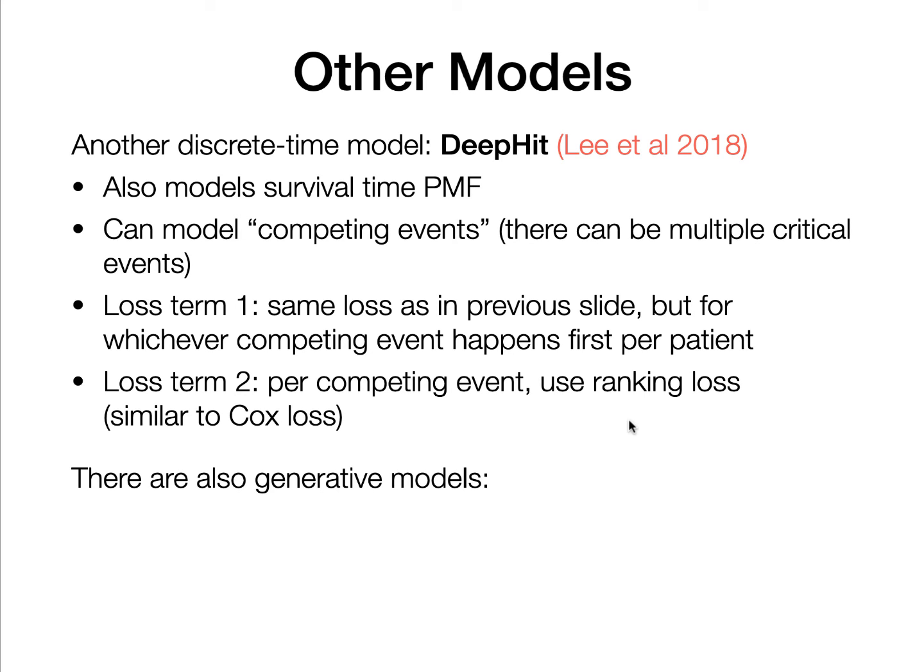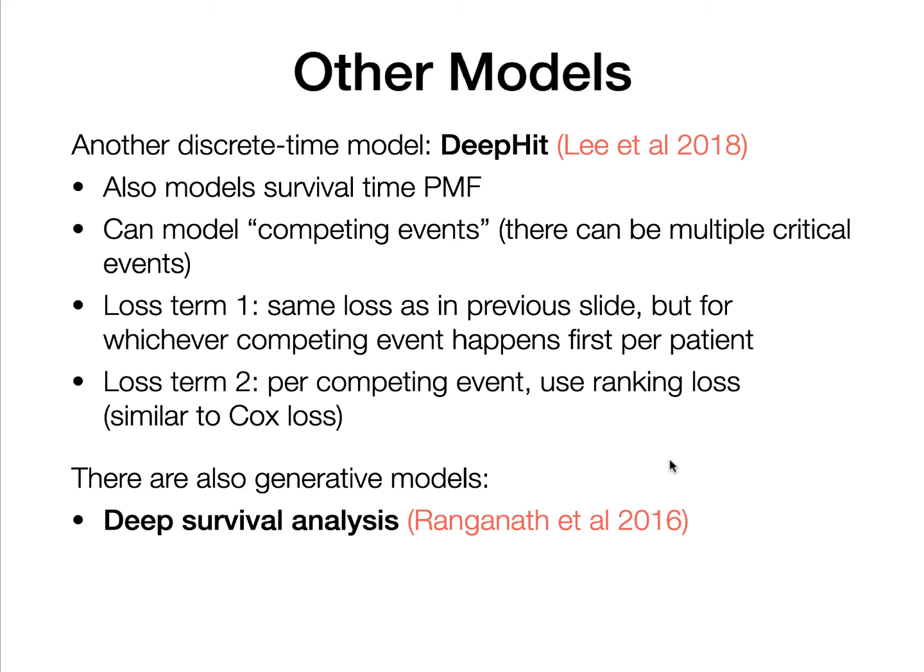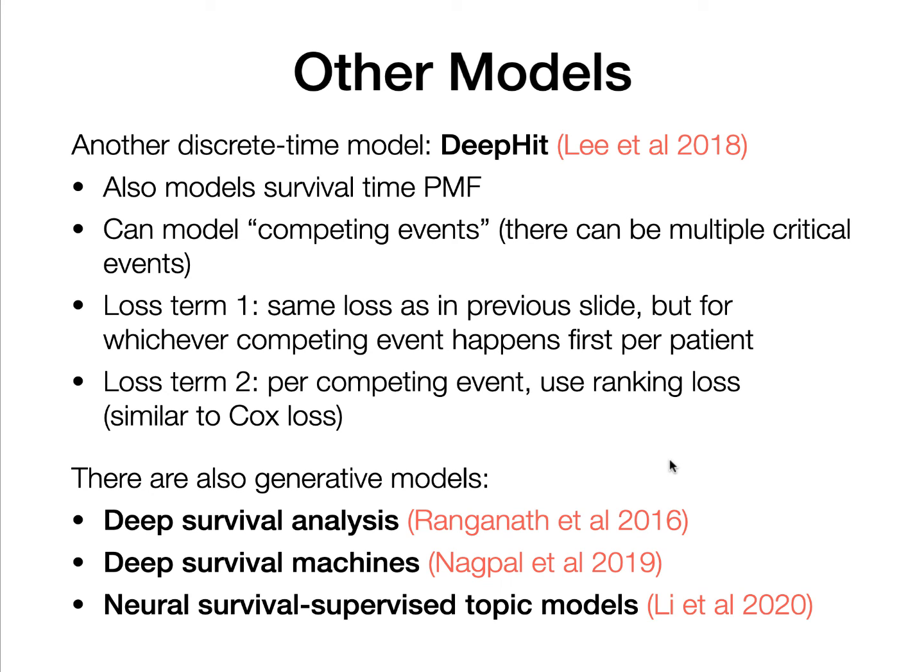I'll also mention, without going into details, that there are generative models. These are basically Bayesian hierarchical models. And examples of this include deep survival analysis, deep survival machines, and neural survival supervised topic models. Okay? I'll say this last family of models in particular is nice in that it gives you interpretable models. Okay? Whereas basically these other models I've mentioned that are deep learning based, they can give you very, very accurate prediction results, but typically the models learned can be hard to interpret.